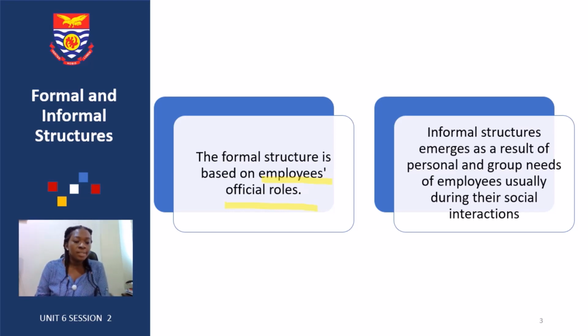Then the informal ones emanate as a result of employees' social interactions and social engagement in the business. These are a result of personal or group needs of employees during their social interactions. Human beings are social beings, and so wherever we find ourselves, we create friendships and those kinds of networks or links, and these informal ones are also part of the organization.